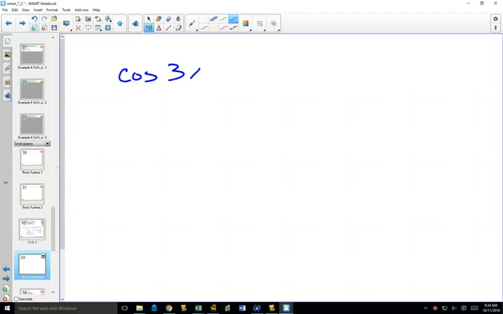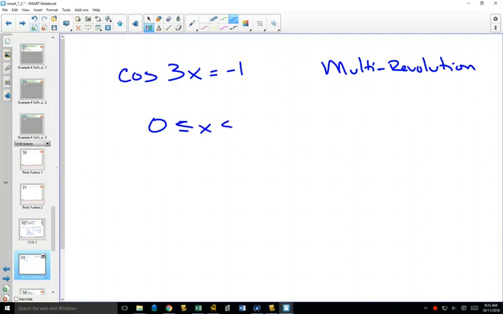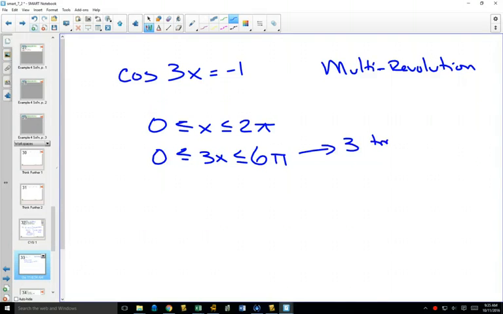So we're going to just write it out again here, part B. Remember that we call this a multi-revolution question because if we first try to solve it between 0 and 2 pi, if we write out our domain from 0 to 2 pi for x, then multiplying everything by 3, 3x would be between 0 and 6 pi, which, if you think of your unit circle, is 3 times around. So we're going to solve this for going 3 times around.